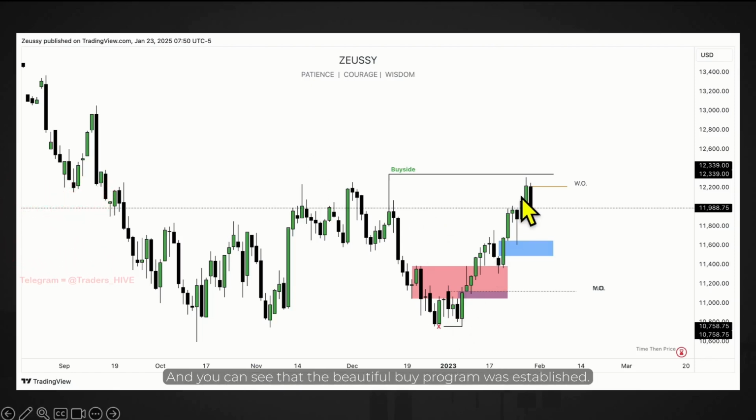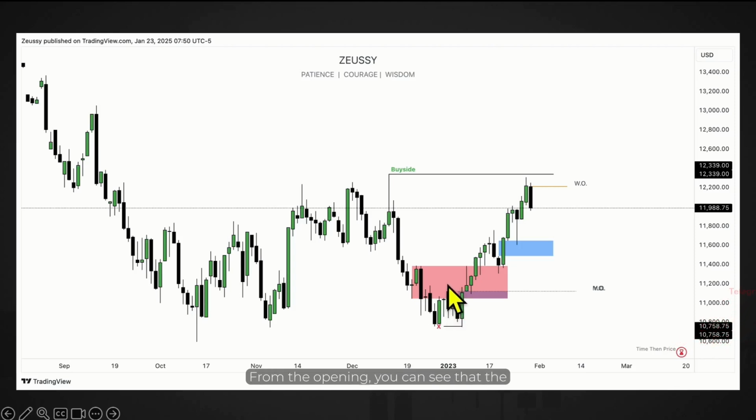And you can see that a beautiful buy program was established. I'm going to walk you through this delivery, and I want you to pay attention to each of the annotations which I have. First of all, I want you to see this down close candle right here. The open of this down close candle was the open of the year of 23. Next to that, it was the open of the month of January.